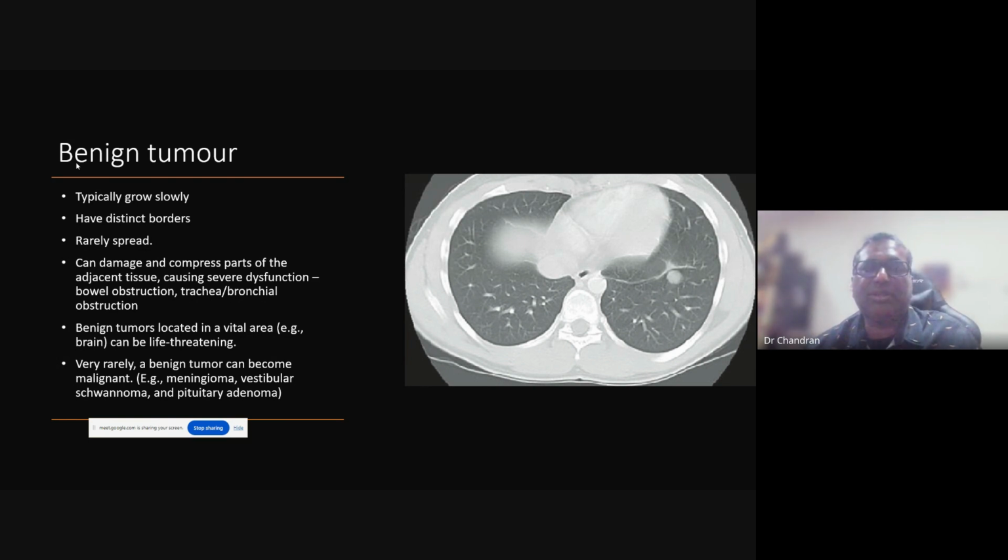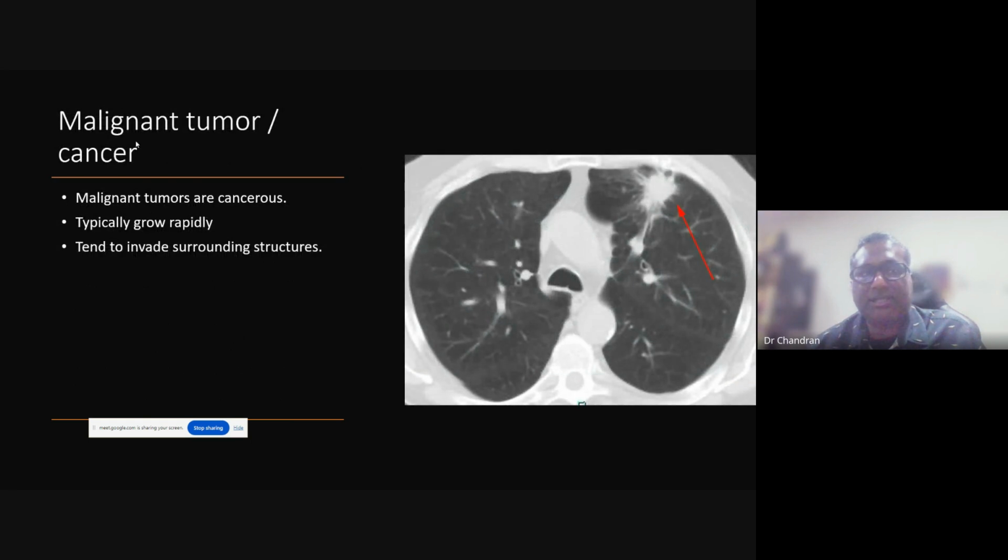Otherwise, you can just continuously observe only. Okay, but when they say malignant tumor or cancer, then the doctor is basically telling you that this needs to be treated urgently. Okay, one of the benign tumors we commonly see among females is what is called fibroadenoma.